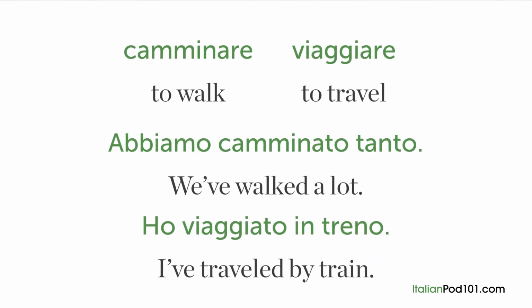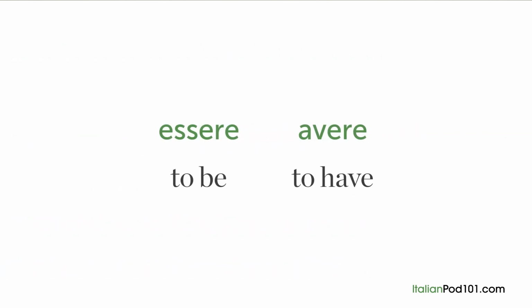On the other hand, intransitive verbs of movement, where the destination doesn't need to be mentioned, always use avere. Some examples are camminare, to walk, or viaggiare, to travel. A few sample sentences. Abbiamo camminato tanto. We have walked a lot. Ho viaggiato in treno. I've traveled by train. One last thing.